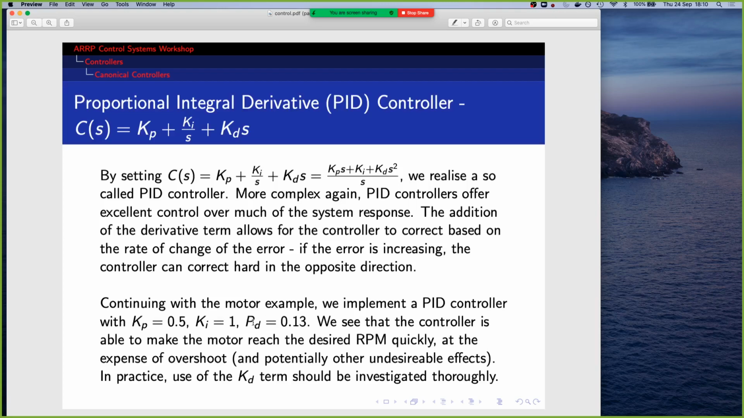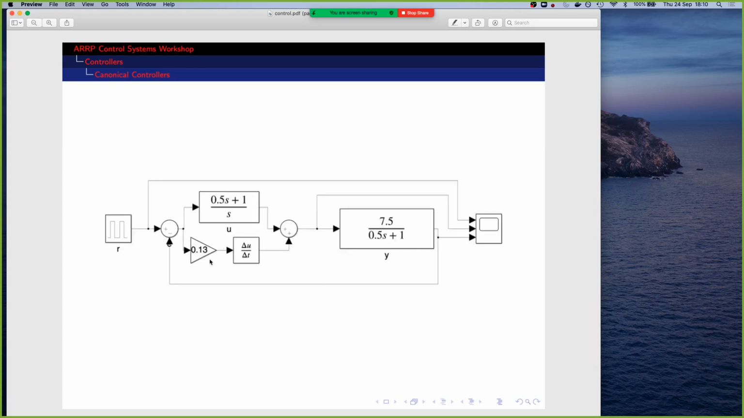Sorry, that should be KD there, not PD. I'm using KD equals 0.13. And that's the gain block there.